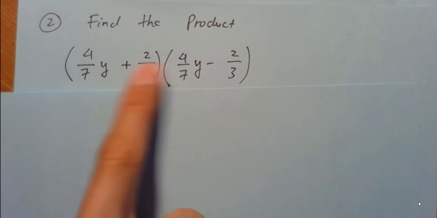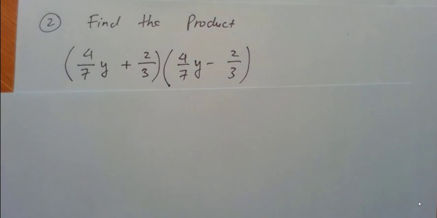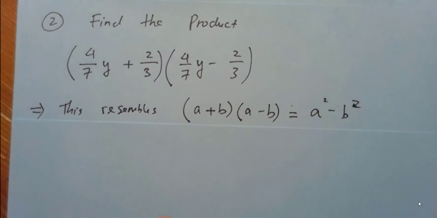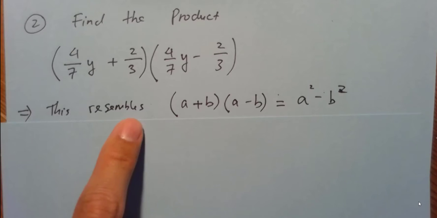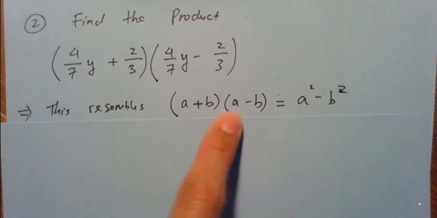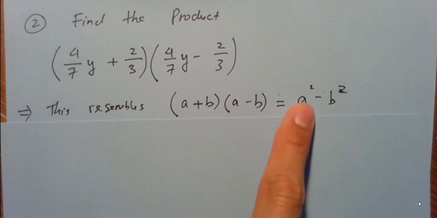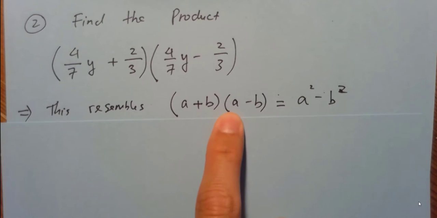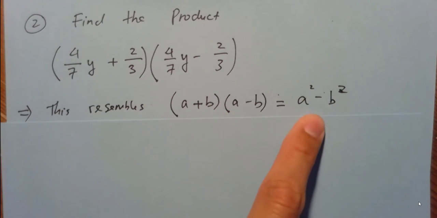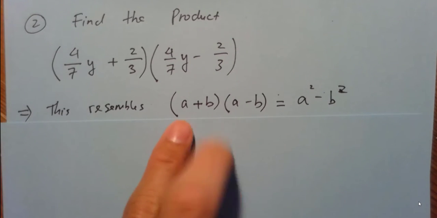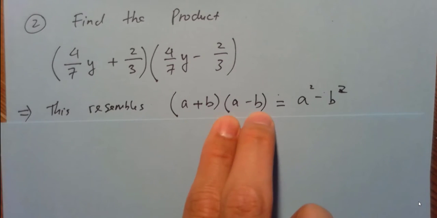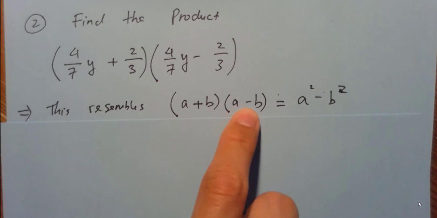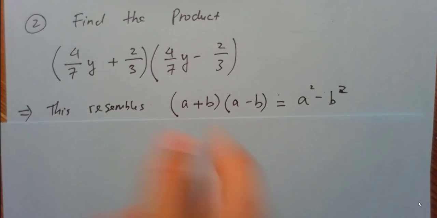This is the difference between the two factors. And we know that this expression resembles this formula. This is the difference of two squares. A plus b multiplied by a minus b equals a squared minus b squared. This is the difference of two squares formula. So we do see that a and b are the same, except plus and minus are different.